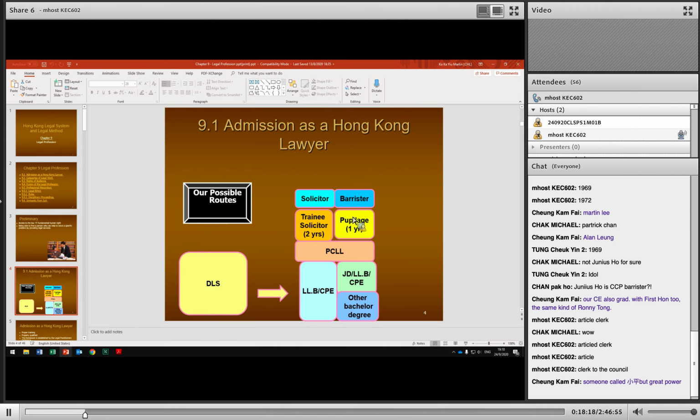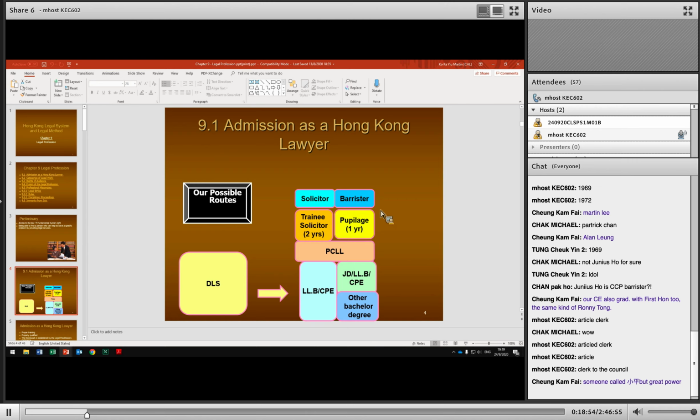These are the two possible routes to become a lawyer, either solicitor or barrister. Usually students have the choice. If you want to be a barrister, there's no special requirement. It does not mean that you have to perform better than your classmates before you can become a barrister. Legally speaking, there's no special requirement. Of course, you have to judge whether you are more suitable for court work or the work of a solicitor. There's no fixed and strict rule.